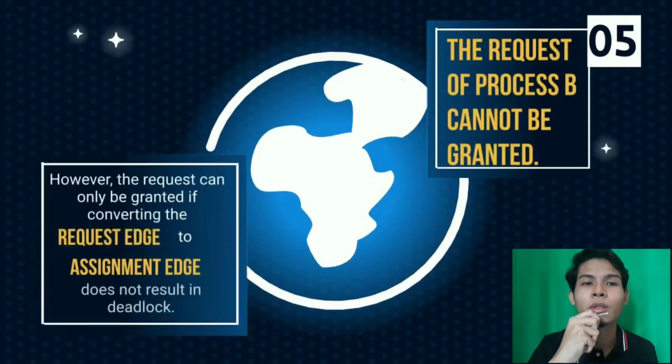The request can be granted only if converting the request edge to an assignment edge does not result in the formation of a cycle in the resource allocation graph. Otherwise, the process must wait or we must delay the request.